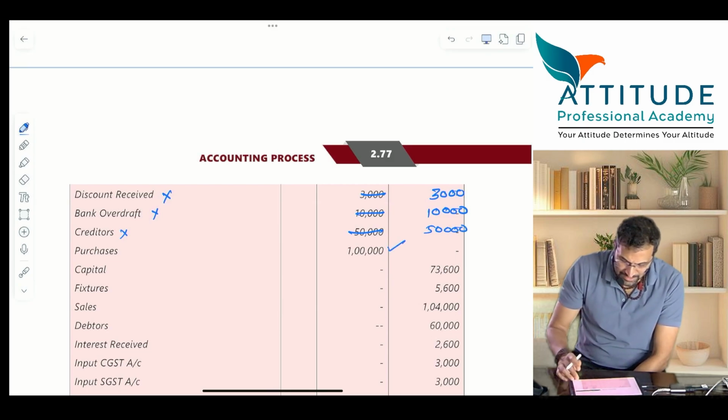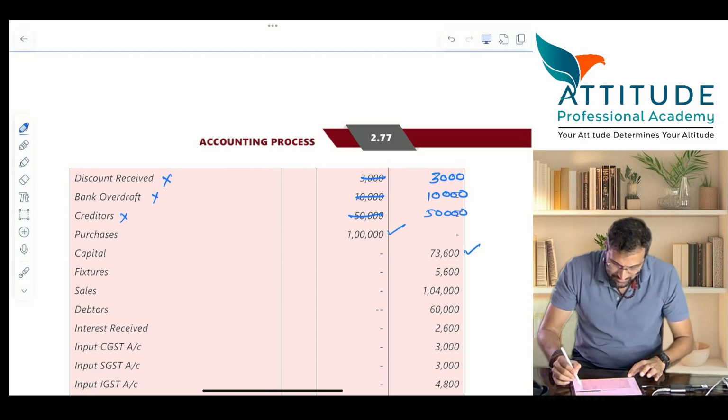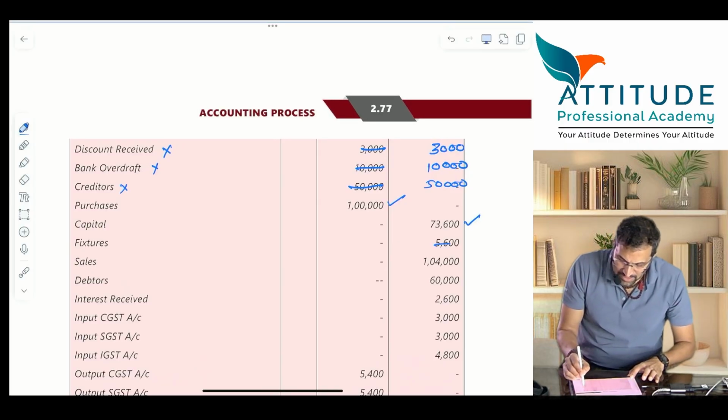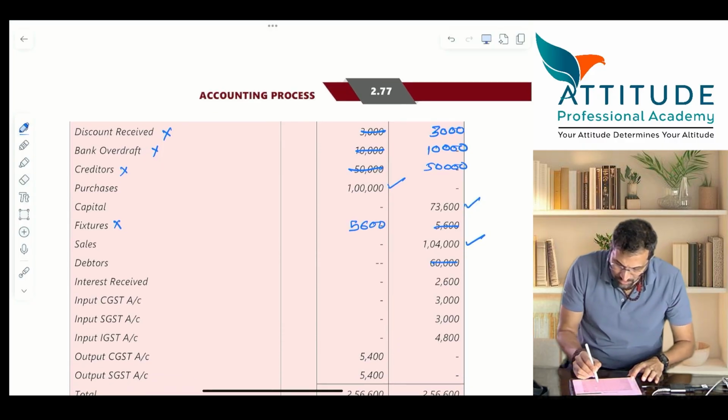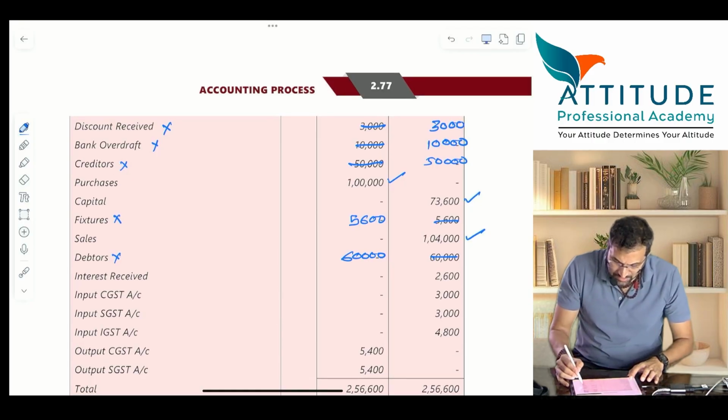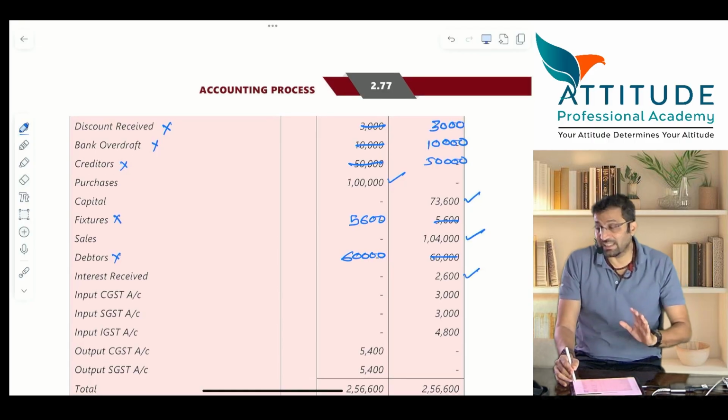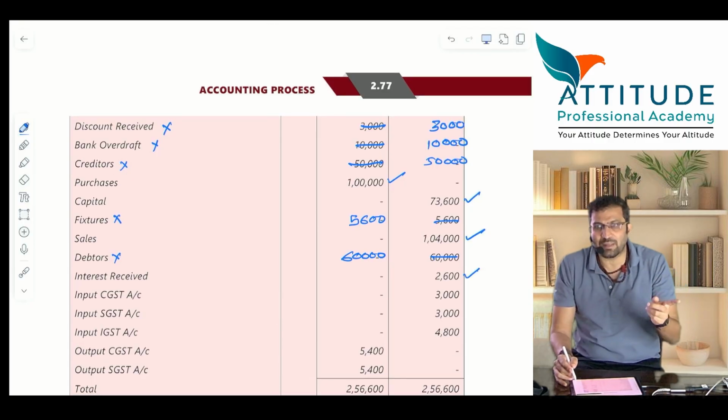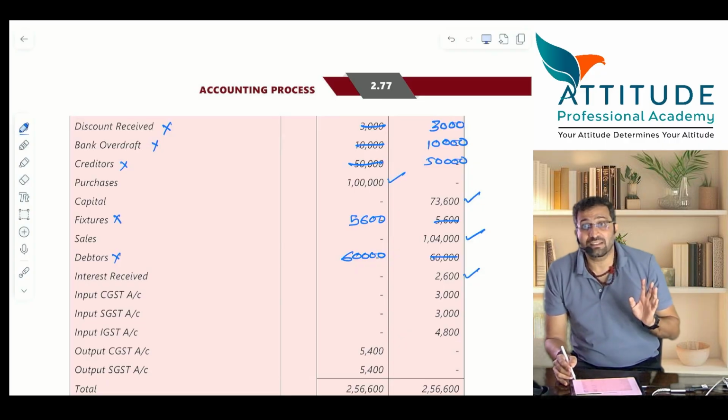Purchases. Correct. Capital. Correct. Fixtures. Furniture and fixtures is an asset. It should come here. Sales. Correct. Debtors. Wrong. 60,000 should come here. Interest received. Correct. It is not receivable. If it is interest receivable, then it is debit balance. Anything receivable is an asset. Is that clear?